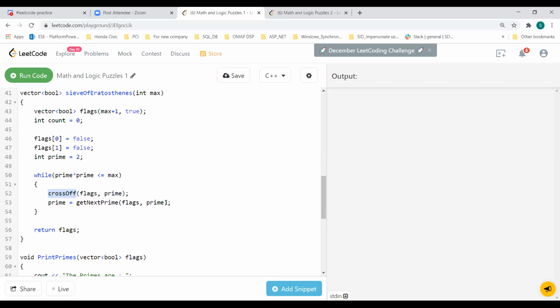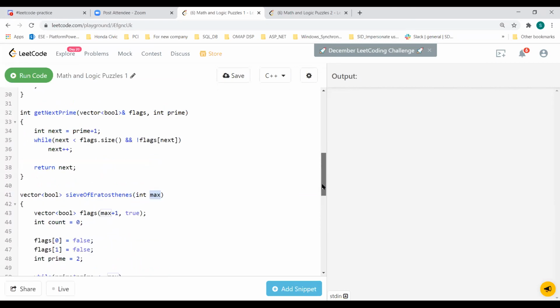Once that is done, we come and find out what the next prime is. The next prime in this case will be 3, right? But if we have a very large table, it won't be consecutive numbers. There will be a lot of gaps in the numbers, right? And then we find the next prime, and again we go through this while loop, and at the end we return this flags table. Okay, so we can find out the list of prime numbers up to this particular number, right?